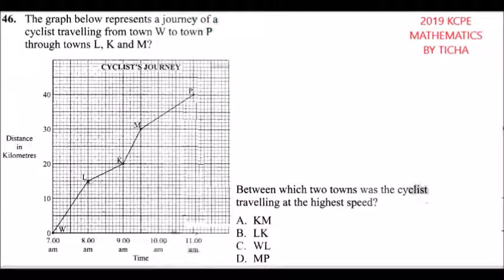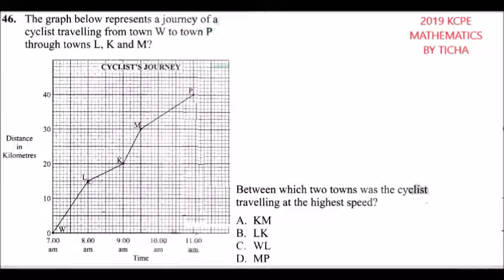Question number 46. The graph below represents a journey of a cyclist traveling from town W to town P through towns K, L, and M. We have the graph. The question is, between which two towns was the cyclist traveling at the highest speed? So what you need to do here is to study this graph.